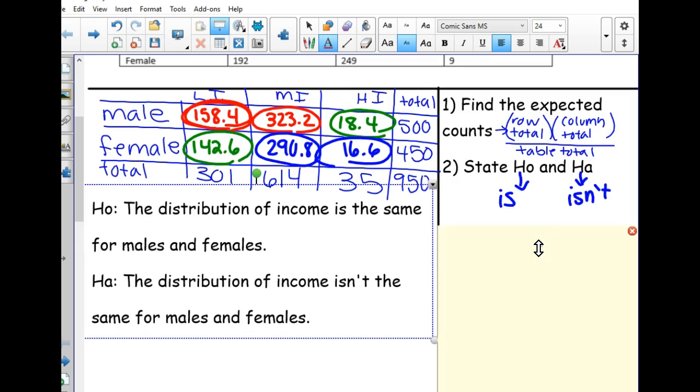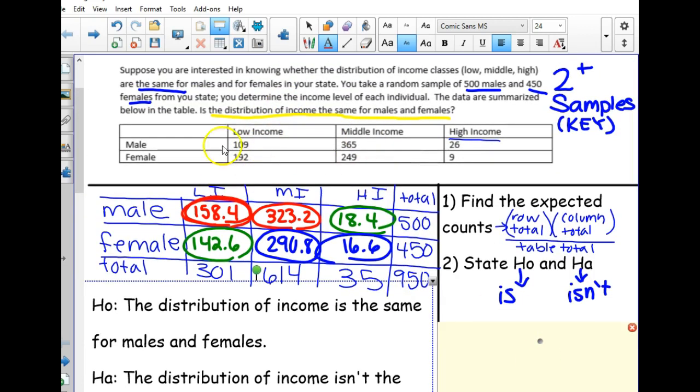But before we figure out that chi-square, let's talk about what those expected counts mean. Those expected counts are what should happen if the null hypothesis is true. Which means if the distribution of incomes are actually the same, meaning there's no gender wage gap, we should get these numbers. And you'll notice that they are a little different compared to our observed.